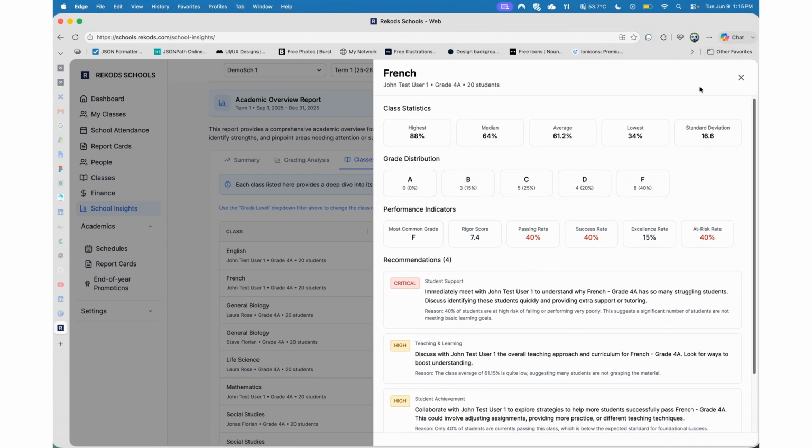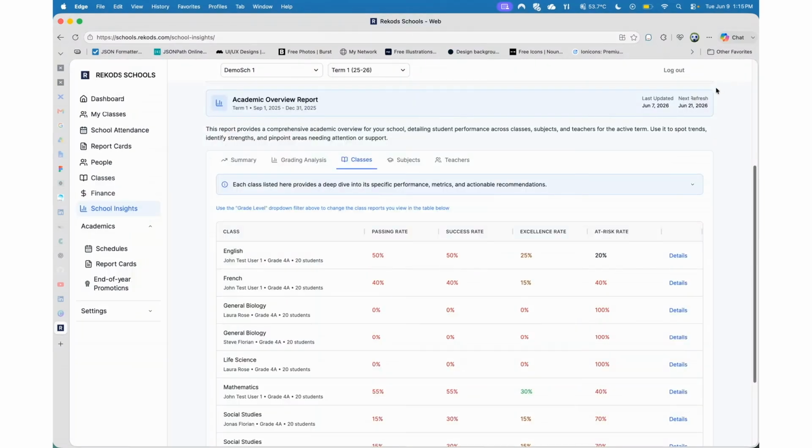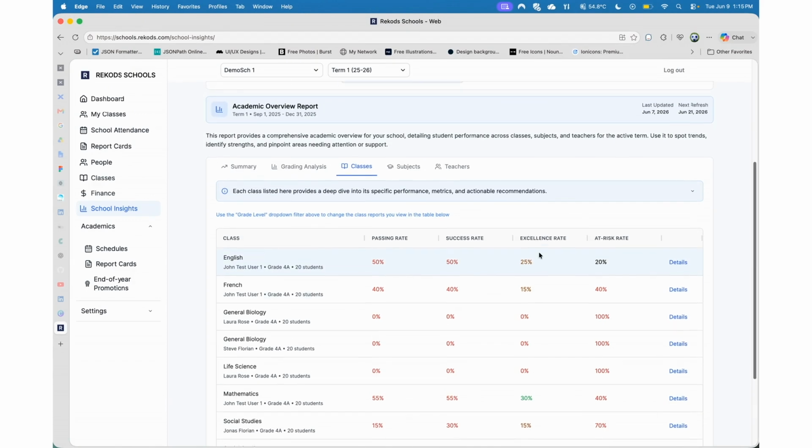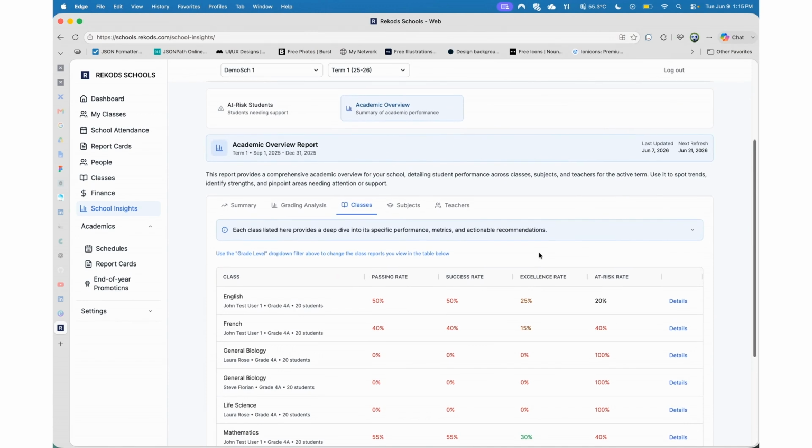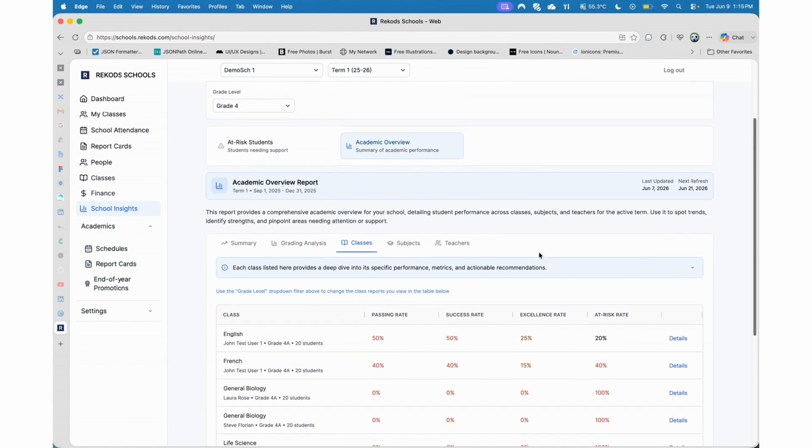Every class in the school has this same depth behind it. So whether you're looking at a class that's performing brilliantly or one that's in trouble, the data is there and the recommended next steps are ready.